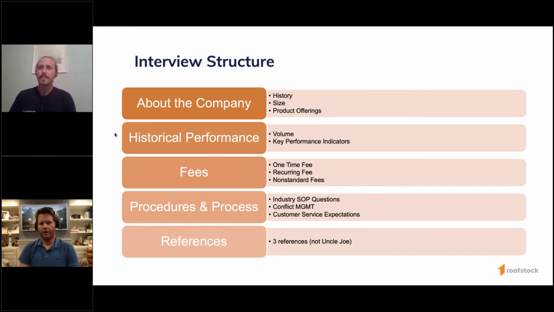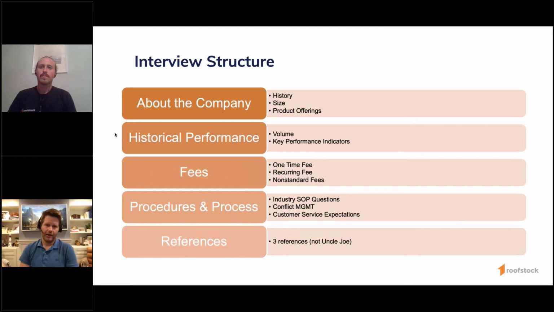Yeah. A couple of other pieces of color that I'll add on these. One about the company that I think is great is talking about product offerings. You'd be surprised, a property management company may also be a brokerage, may also be an asset management company, may do all kinds of stuff. So it's worth understanding up front, and I wouldn't be bashful about asking these questions.